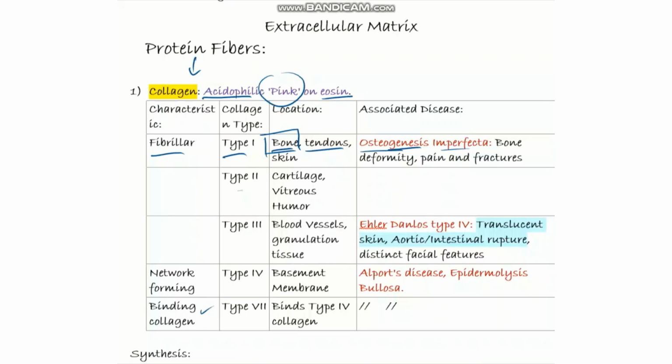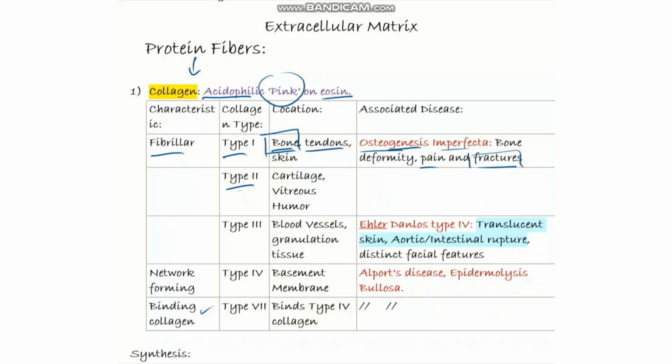Genesis basically means the generation of something, the production of something, and imperfecta means imperfect. So imperfect generation of bones, or also the brittle bone disease, in which there's bone deformity, pain, and fractures, especially fractures. The bones are brittle and they're easily fractured.